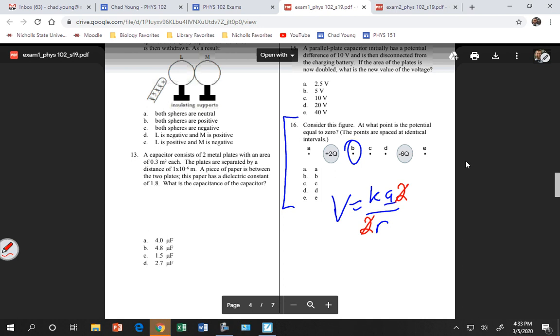But expect a problem like that, where you're trying to figure out which point gives you a zero potential. Really, if you go through each point and sort of reason it out, you should be able to figure out which one would give you the zero potential. You know it can't be C, D, or E, because those are too close to the -6. So really you're trying to figure out, is it A or is it B? That's really what you're trying to discern. Okay?